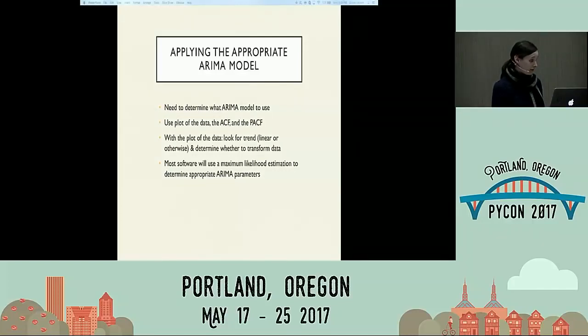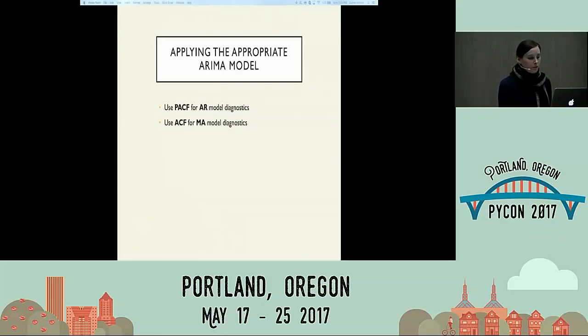Remember, the ACF is our autocorrelation function. The PACF is our partial autocorrelation function. With a plot of the data, we're looking for a trend to determine whether to transform the data. And once we've done that, then we start doing tests to figure out the order of the moving average and the autoregressive. One thing to keep in mind as we're diagnosing: we're going to use the partial autocorrelation function for the autoregressive model diagnostic, and we're going to use the autocorrelation function for the moving average model diagnostic. So each of these plots gives us different information about what we want to use for our ARIMA model.